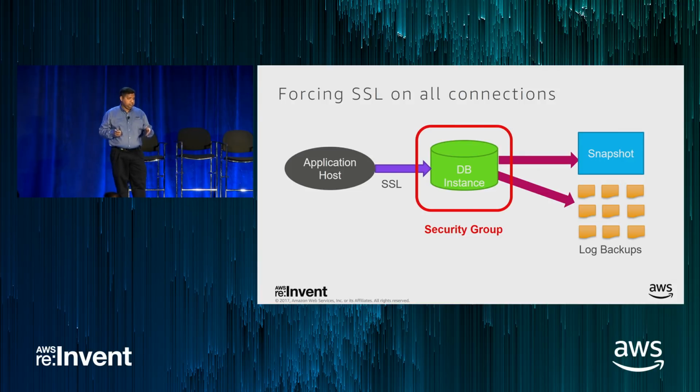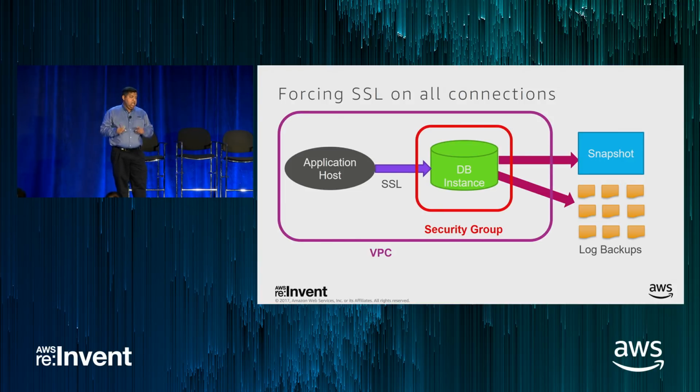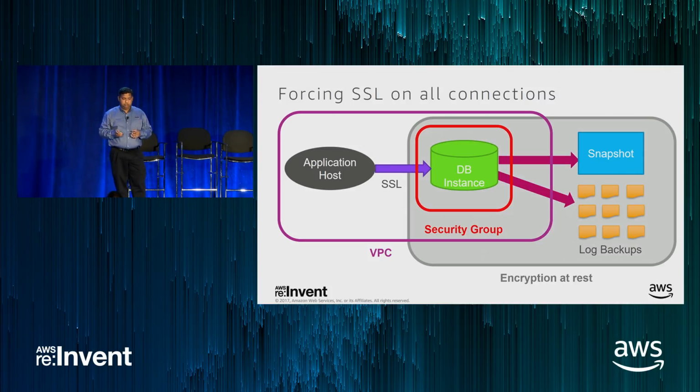You can use SSL for your connections. By putting everything into a VPC, you have reduced your exposure to only the private members within that VPC to access the database. So that's the protection you do. Using encryption at rest, you are now protecting all your files that are stored on the disk. And this is sometimes actually required for compliance reasons, so you have to do that.